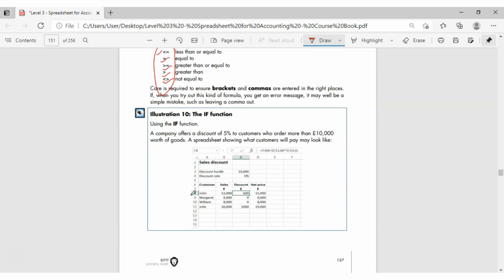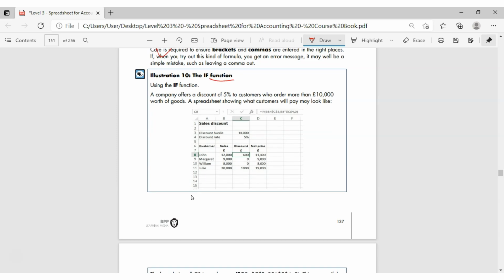Well, illustration number 10, IF function. The question here: a company offers a 5% discount to customers who order more than £10,000 worth of goods. A spreadsheet showing what the customer will pay may look like this. They have given you this spreadsheet, which we're going to open in illustration number 10. Here are the sales. The discount hurdle is 10,000. If you're selling more than 10,000, you're going to get a 5% discount.